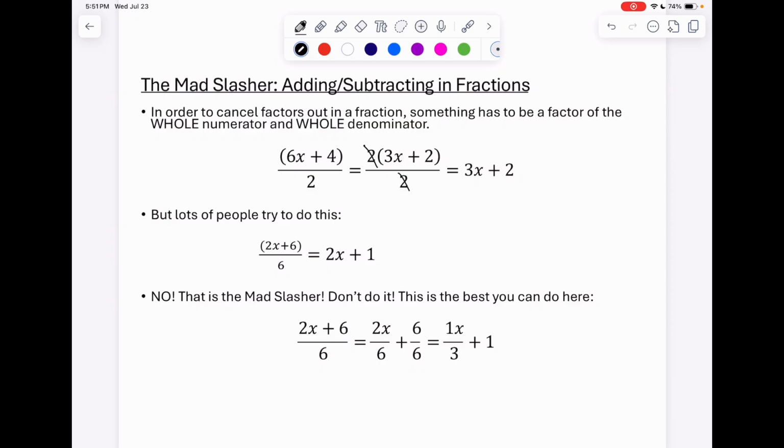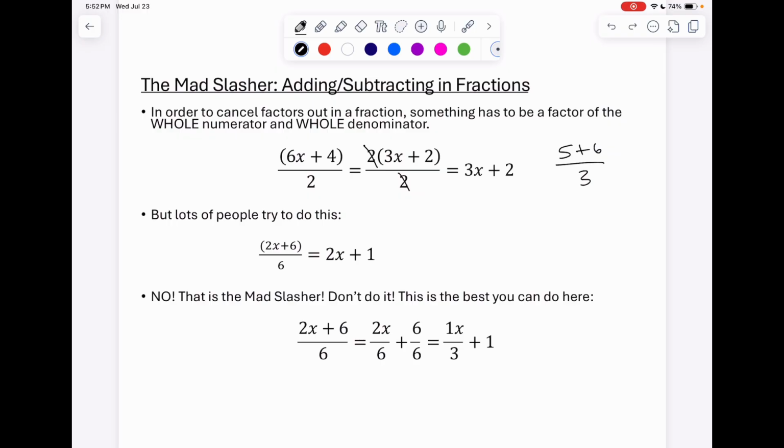We do this with numbers all the time, right? If I have 6 divided by 3, the reason it reduces is because 6 is just 2 times 3. So when it's divided by 3, the 3's cancel each other out, and I'm left with 2. However, if I had two terms like 5 plus 6 divided by 3, well, that's 11 divided by 3. It doesn't go in evenly, and the reason for that is 3 doesn't go into 5. 3 is not a factor of the whole numerator. It's just a factor of the 6. Now, some sneaky people will say, well, just reduce it, that's 2, so the answer is 7. No, it's not. It's 11 over 3. So don't be sneaky like that. That's called the mad slasher, and we won't have it.